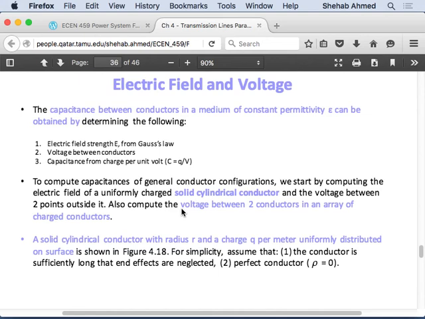But I skipped a lot of stuff. They give more details. For example, I don't get into bundled conductors. I don't get into strands and the effect of the strands on the radius. I don't get into a lot of details, because I want to give you an idea. Okay, this is how we do it generally.